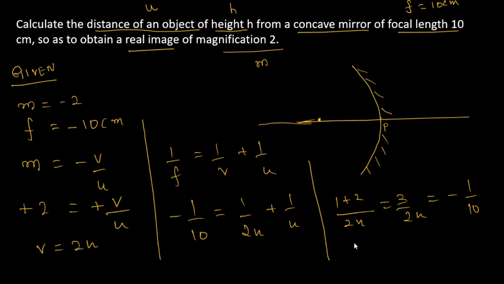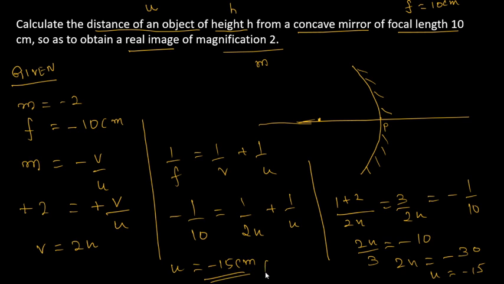You can reciprocate. So 2u divided by 3 is equal to minus 10. Therefore 2u is equal to minus 30, u is equal to minus 15. So the object distance is minus 15 centimeter. So this is the answer, right?